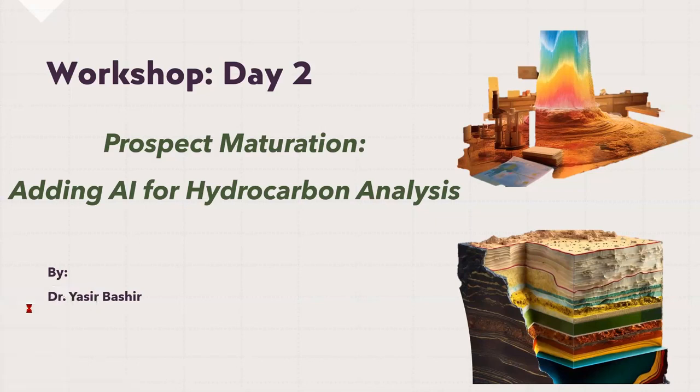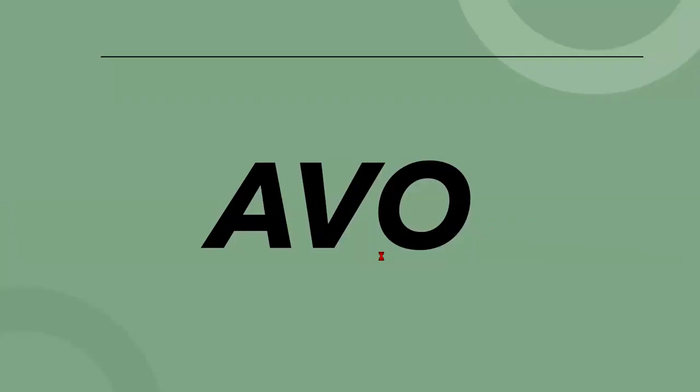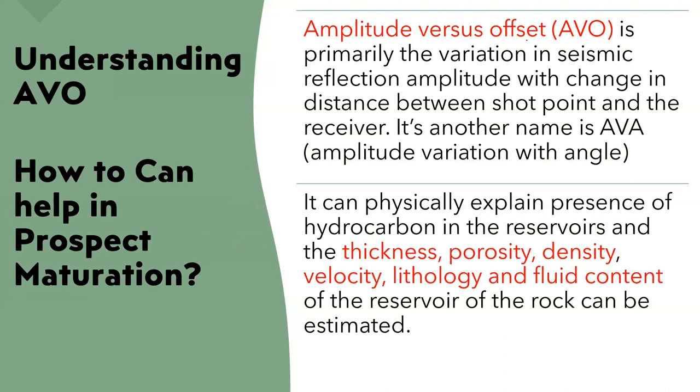Today I'm going to discuss some of the AVO topics. The first topic we are going to cover is AVO. AVO stands for amplitude versus offset. This is one of the good parts of prospect maturation. So let's look at and understand AVO and how it can help to identify the prospect.